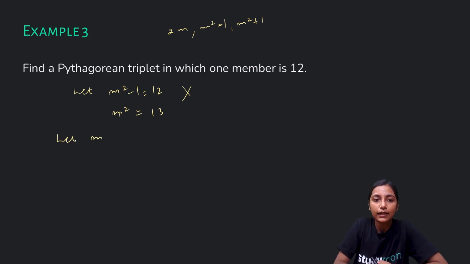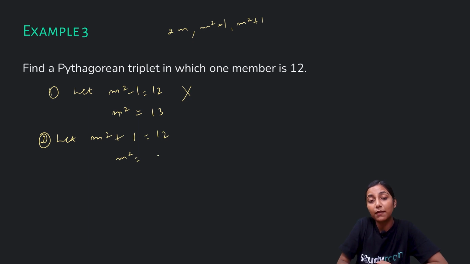Now let us take the second case. Let us take m square plus 1 equals 12. That will give us m square is equal to 12 minus 1, that is 11. Now again, there is no such m for which m square will be 11. So this is again not right. Now the last one left is 2m. Now let 2m be equal to 12. Then m will be 6. So we have got m.